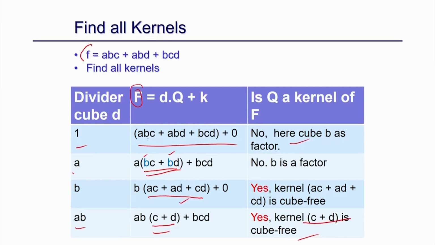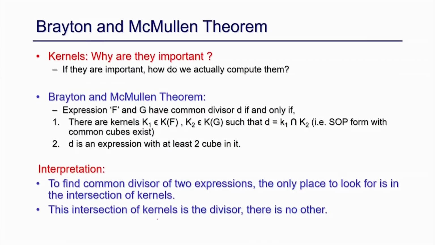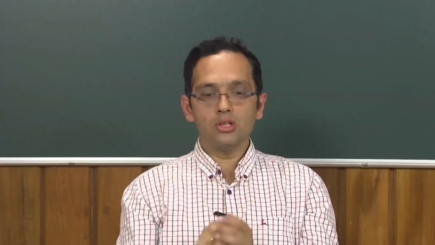So, this way I apply this, dividing this particular function by multiple such single cubes, then I will get some quotients and I will check whether they are cube free or not, whether they are kernels or not. If they are kernels, I will find all these kernels. Once I have all these kernels, then what can we do? Because this is only for one function, and I now have multiple such functions, what I can do is given by this theorem, the Brayton and McMillan theorem.